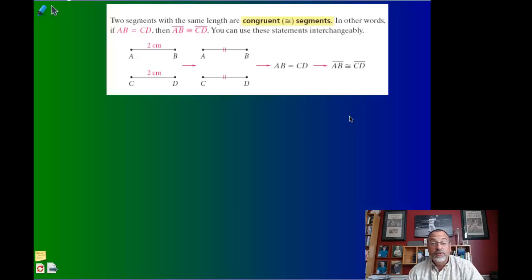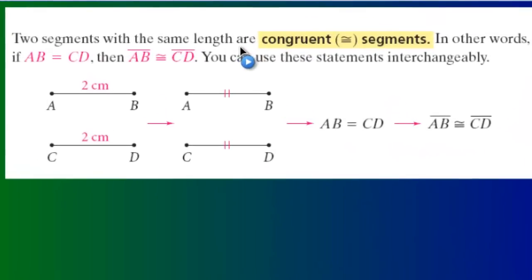This is video 2, chapter 1, lesson 5 in geometry. We're going to start with the definition, and we're really going to break this down more than what appears to be here, because there's a lot of information bound up in this one statement. So two segments with the same length are congruent segments.